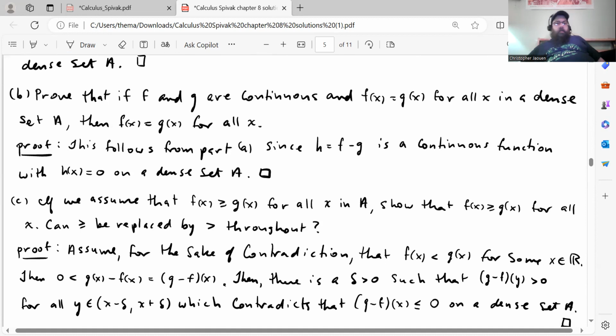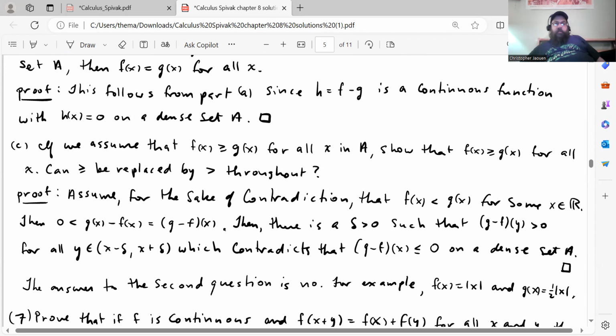All right, part B, prove that if f and g are continuous and f of x equals g of x for all x in a dense set A, then f of x equals g of x for all x. Again, here's our proof. It's pretty straightforward. This follows from part A, since h equals f minus g is a continuous function with h of x equals 0 on a dense set A. So it's just that simple. Part C, if we assume that f of x is greater than or equal to g of x for all x in A, show that f of x is greater than or equal to g of x for all x. And then he asks the question, can greater than or equal be replaced by greater than throughout?